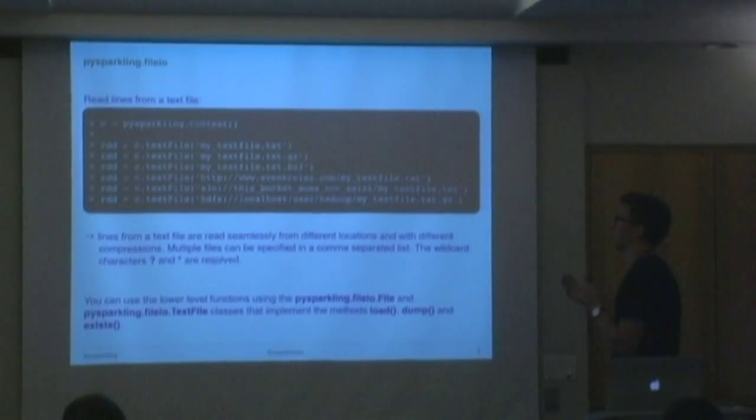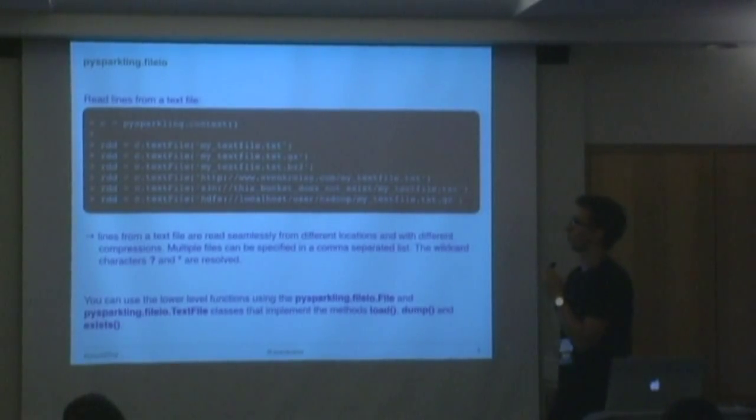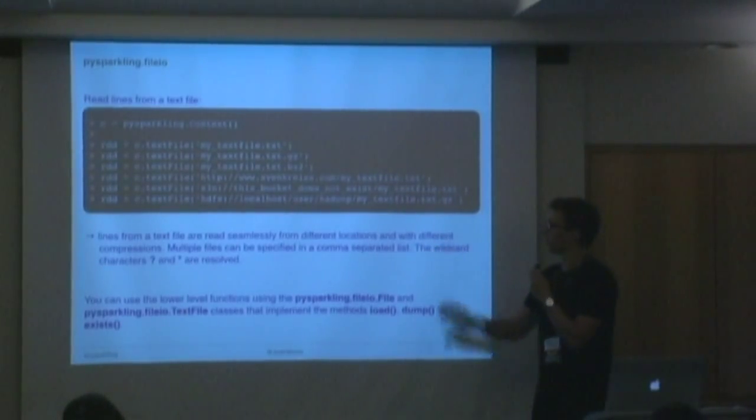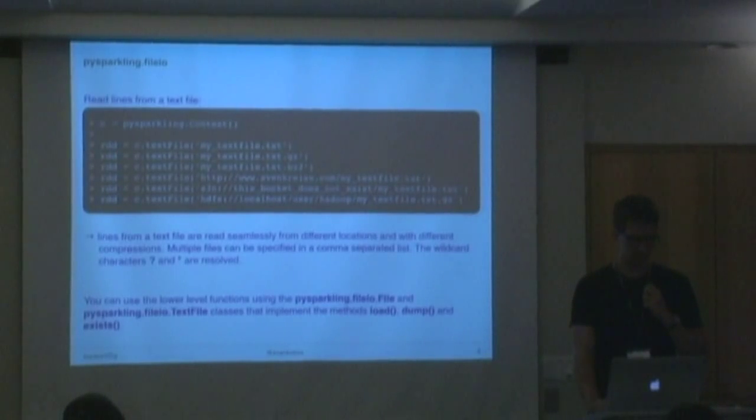Another thing that Spark comes with, so pysparkling should also come with this, is it doesn't make a difference whether it's one text file or a comma separated list of text files. And it doesn't make a difference whether you say you have an entire directory of text files and you just say, with question marks and star wildcards, you just get all of them. So that's what comes in Spark, and that's what's also in pysparkling.